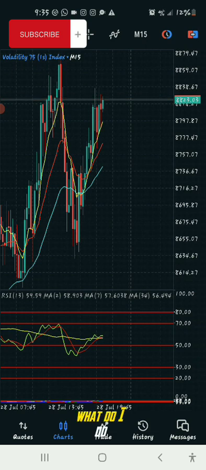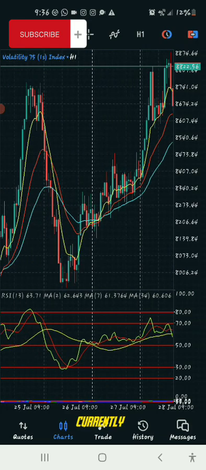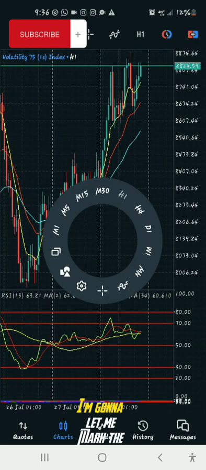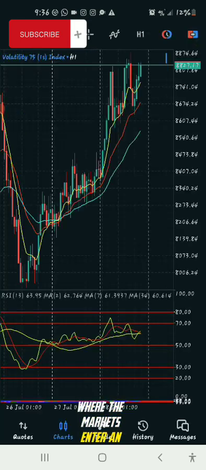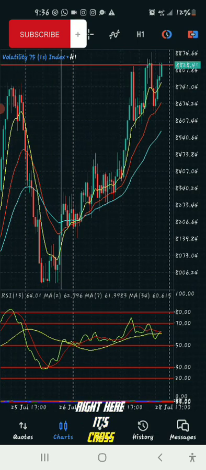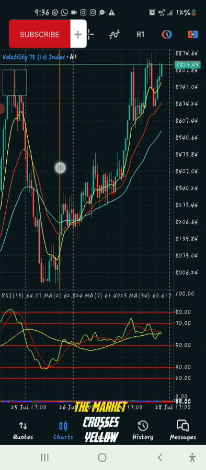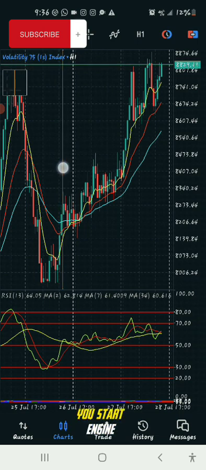So, what do I do? Once I've seen that the market is in an uptrend, like currently the market is in an uptrend, let me mark the spot where the market entered an uptrend. As you can see, the market crossed right here. Look at this place now where I just put my line. The market crossed right here. So immediately the market crosses this yellow line, the next candle you start entering.